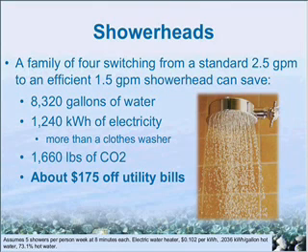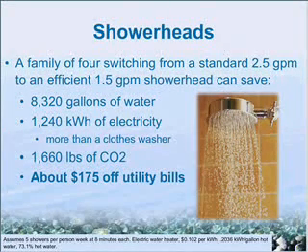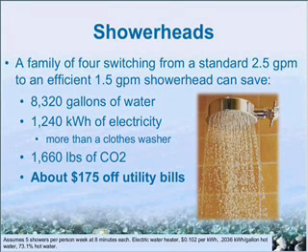Now, a family of 4, switching from a standard 2.5 gallon per minute shower head to an efficient 1.5 gallon per minute shower head can save over 8,300 gallons of water, over 1,200 kilowatt hours of electricity, which is more than the annual electricity consumption of a clothes washer. Now, again, a clothes washer is also a device that, a more efficient model would end up saving both water and energy. And they also will reduce greenhouse gas emissions by over 1,600 pounds.